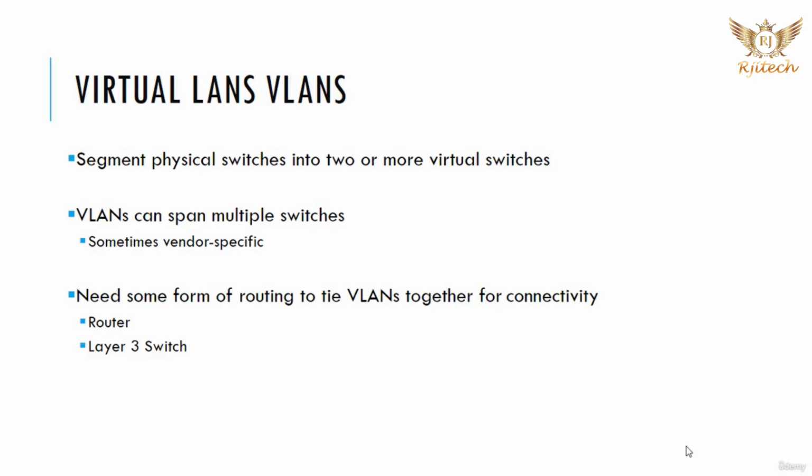VLANs can span multiple switches. One VLAN can exist on switch 1 and switch 2 and switch 3. And by the same concept, switch 1 can be composed of VLAN 1, VLAN 2, and VLAN 3. Sometimes this is limited by vendor specific switches, so all the switches need to be Cisco switches or Huawei switches to span multiple VLANs across, and sometimes this is not a restriction.